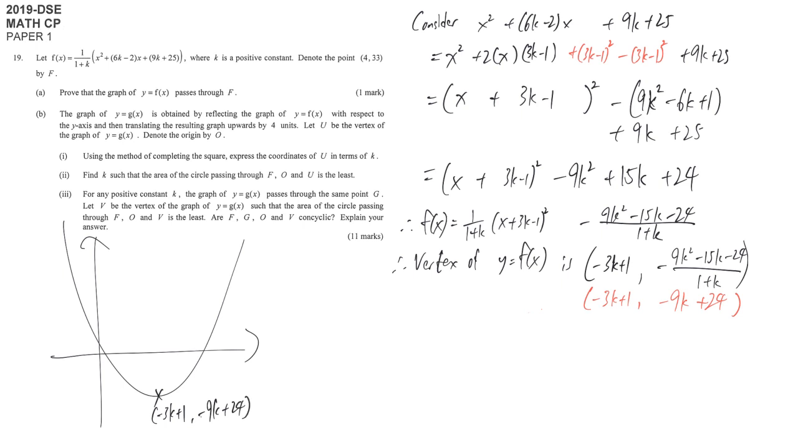And then after some transformation, it may become like this, and so this point U, therefore U is, left hand side becomes right hand side, so the x coordinate is multiplied by negative, giving 3k minus 1, and still the same height. After that we move up by 4, so we just use the y coordinate plus 4, which is negative 9k plus 28.